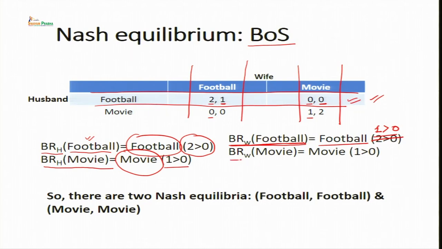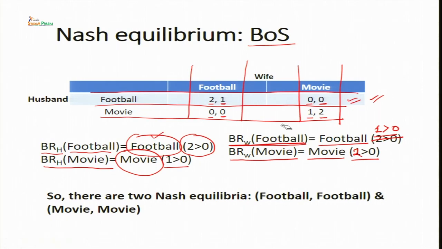Similarly, the best response of the wife when the husband chooses movie. Then we are here in the second row. If the wife chooses football, she gets 0; if the wife chooses movie, she gets 2. Clearly 2 is more than 0. So the best response is movie for the wife.